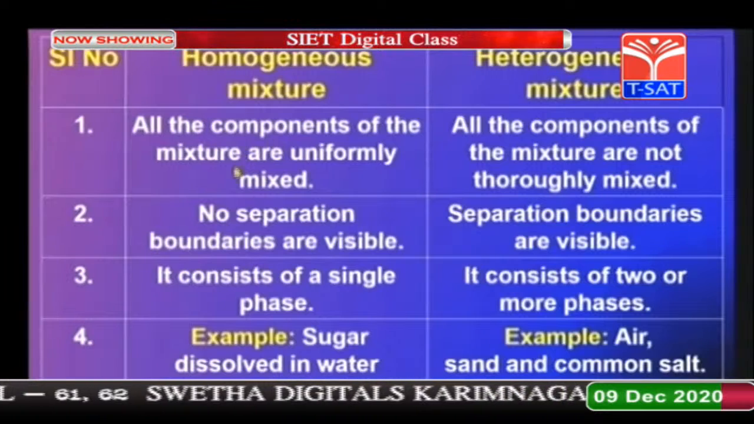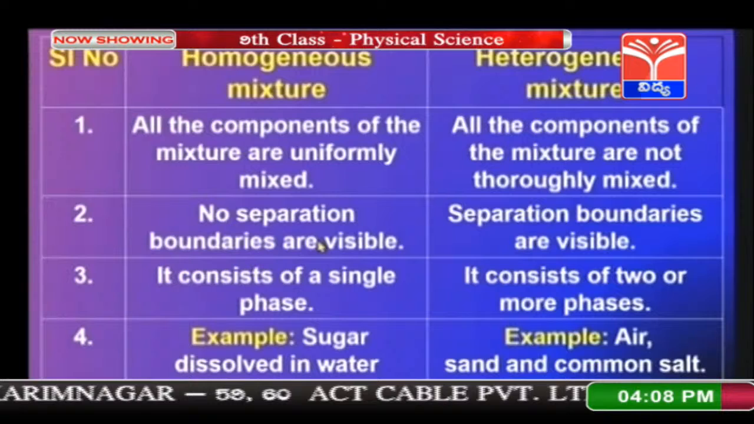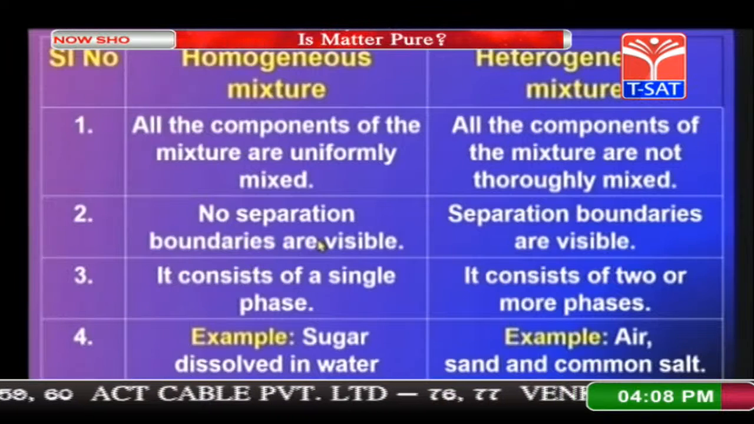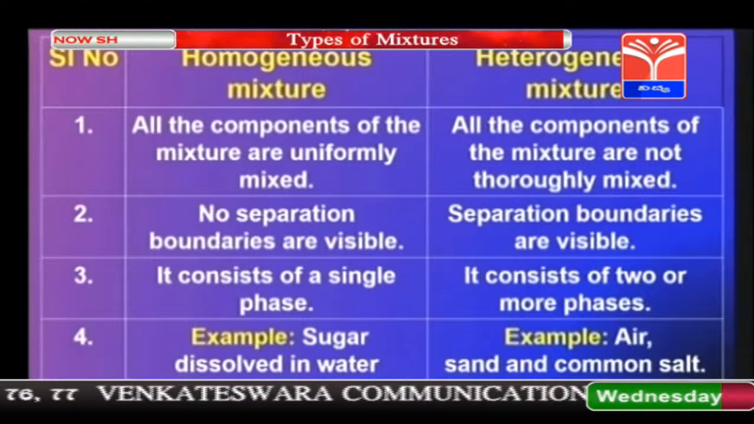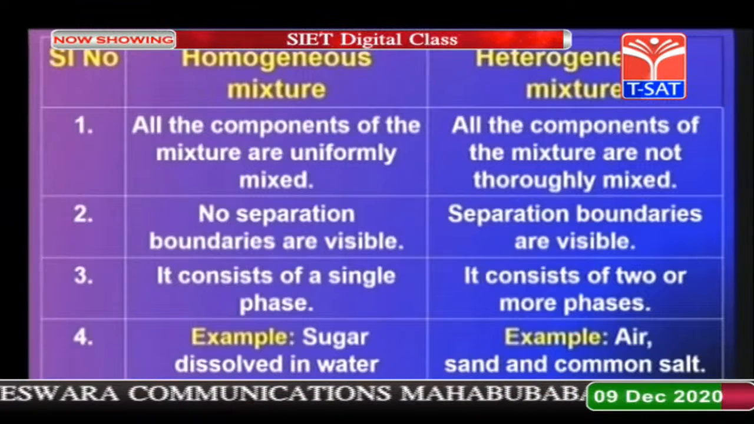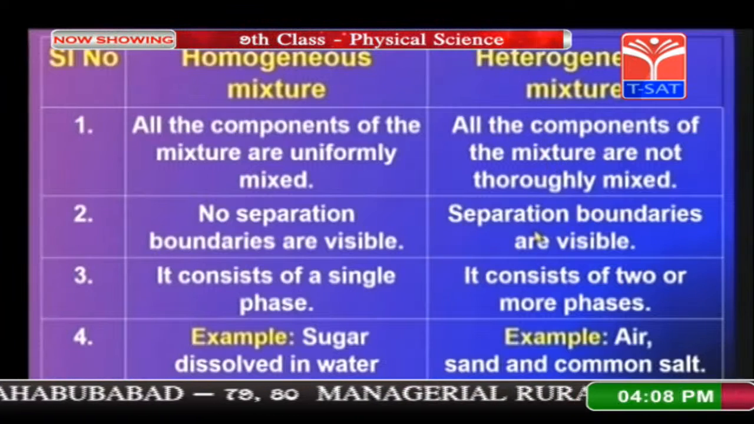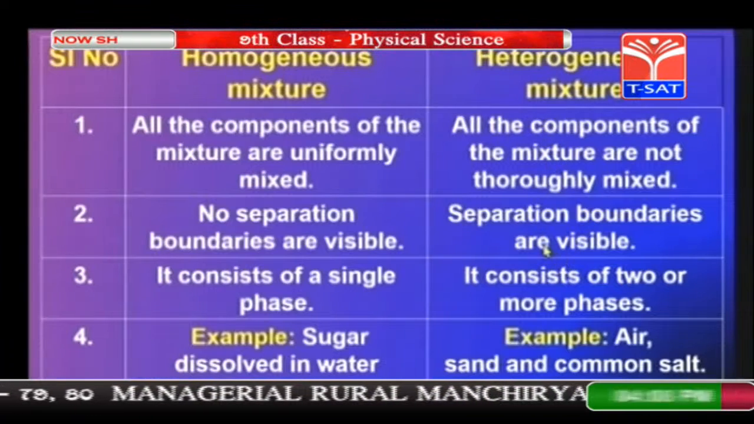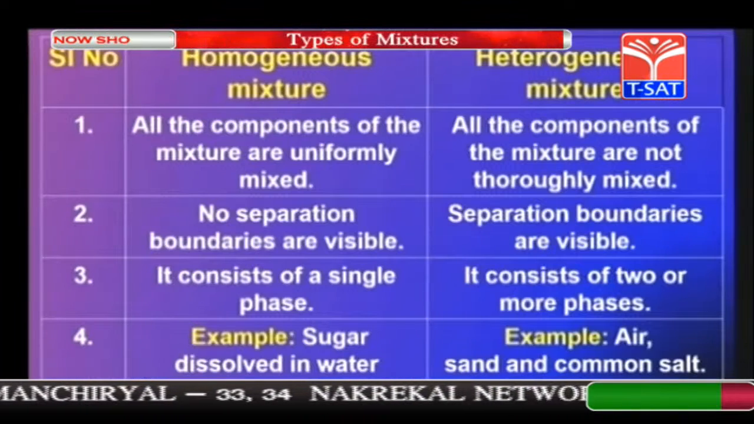In a homogeneous mixture, no separate boundaries are visible. When sugar was added in water, you did not see any separate layers between the sugar and the water. Sugar got totally dissolved in water. In a heterogeneous mixture, we can see separate boundaries. That is why you were able to identify which is a colorful gem and which is a dry fruit in the plate.